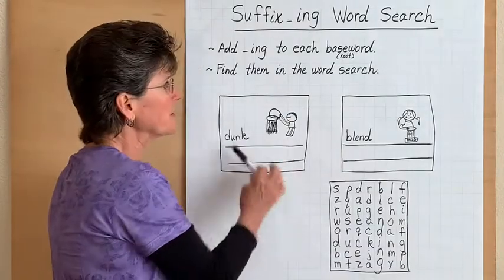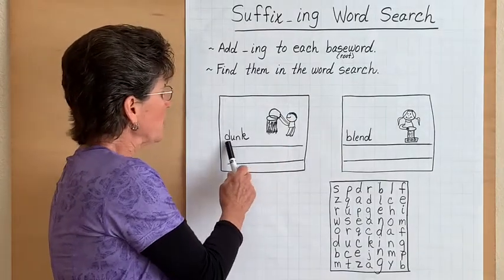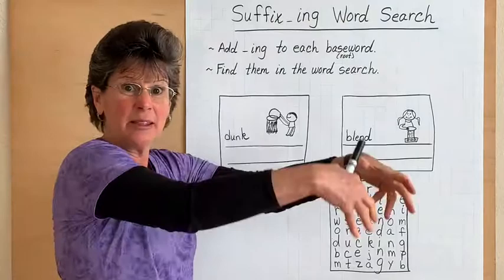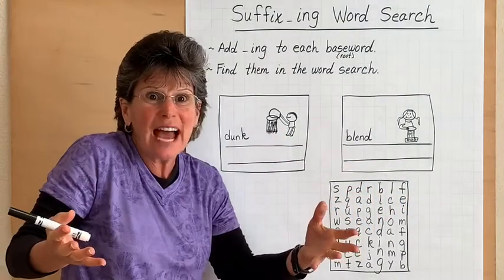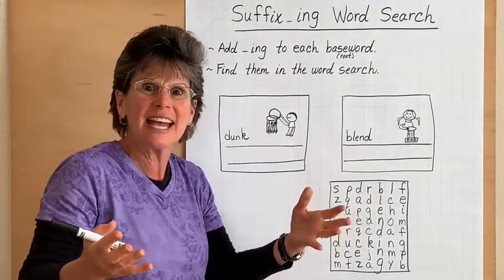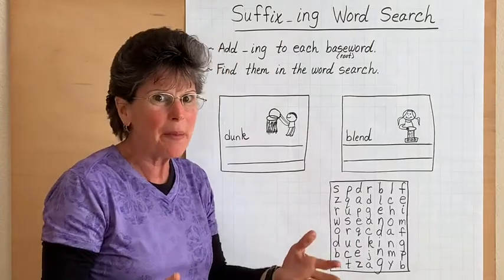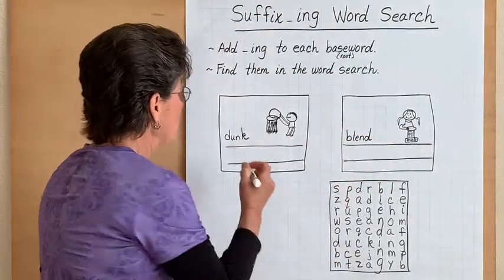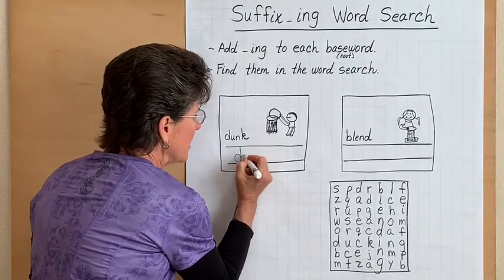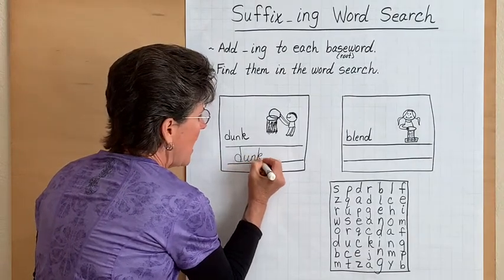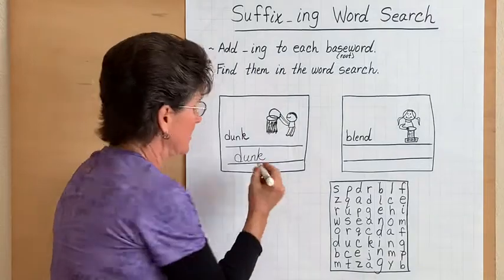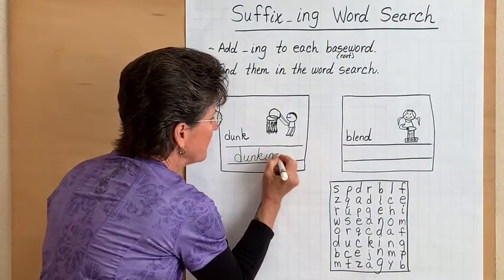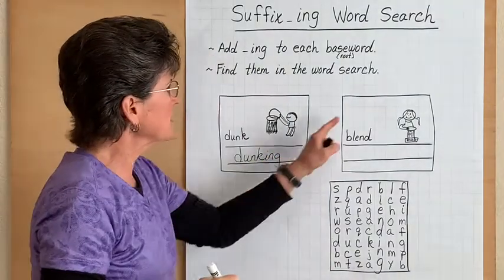So as we look at our first picture, I see the word dunk because he's dunking the ball, right? Just like we were doing out on the play yard at snack recess, having those great basketball competitions. So he's dunking the ball. So we want to write the root or base word dunk, and then I'm going to add my suffix, the ing.